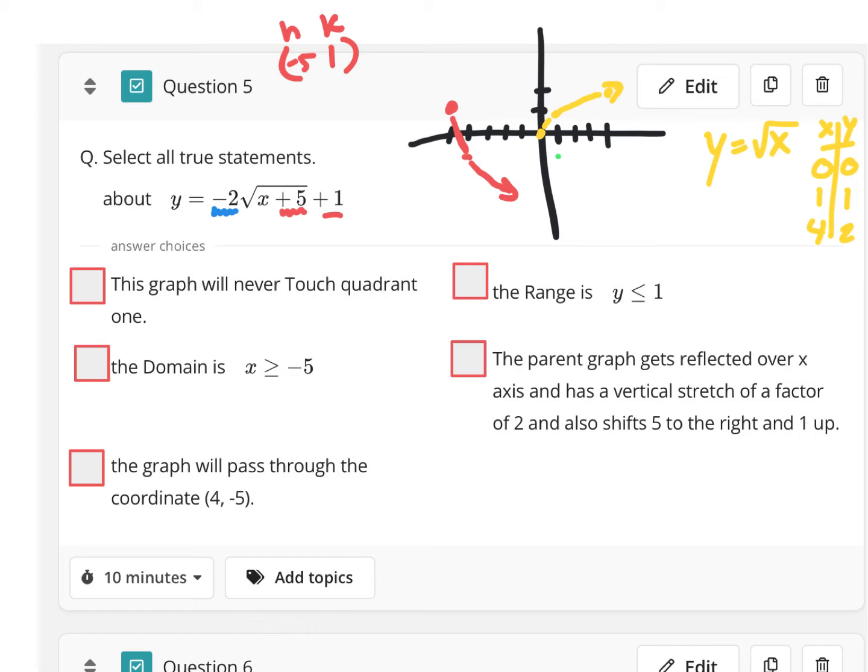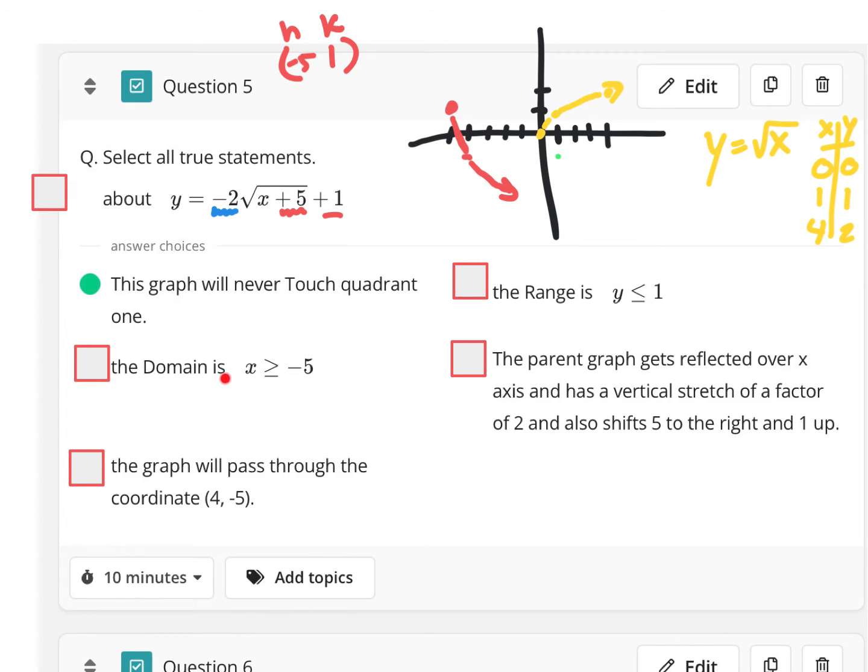Okay, so let's begin reading these statements, to see if they are true or not. This graph will never touch quadrant 1. From here it goes down and forever to the right and to the bottom. So it starts in quadrant 2, crosses through quadrant 3, and it goes forever into quadrant 4. It never crosses quadrant 1, so it will never touch quadrant 1. That is absolutely true. That's why there's a green selection right there.